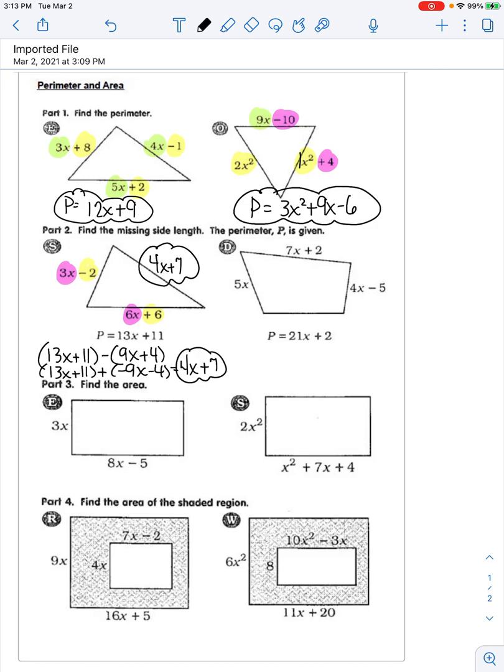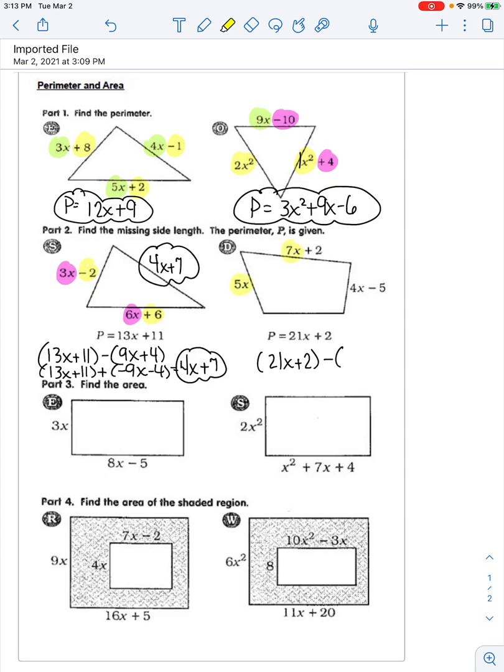Now let's do the same thing for D. I noticed they give us 3 out of the 4 sides, and then they tell us the perimeter is 21x plus 2. So I'm going to set this up, get it ready to subtract. So now let's combine like terms.